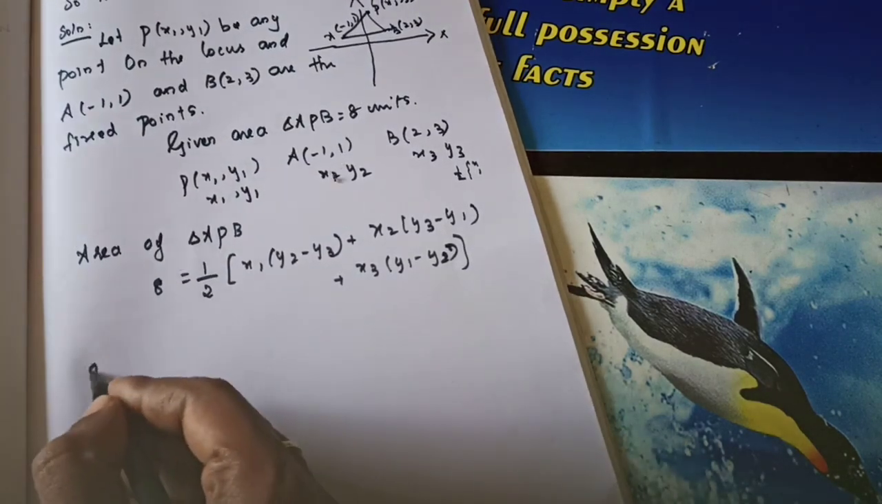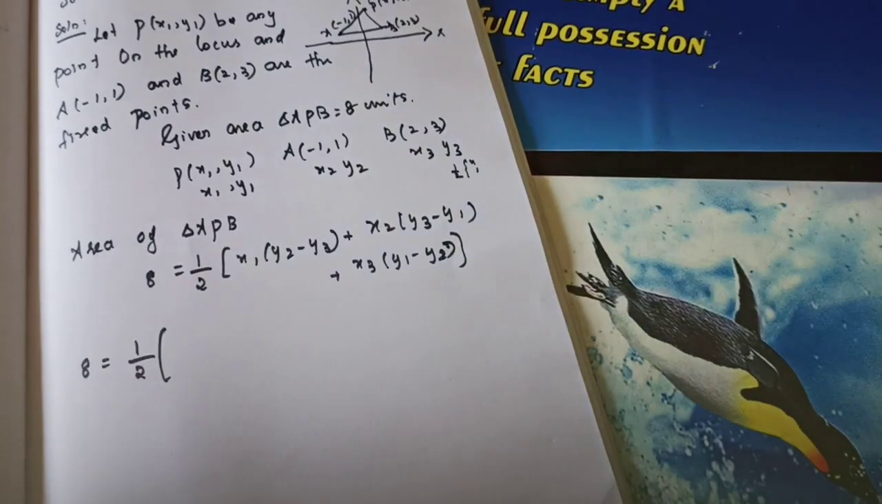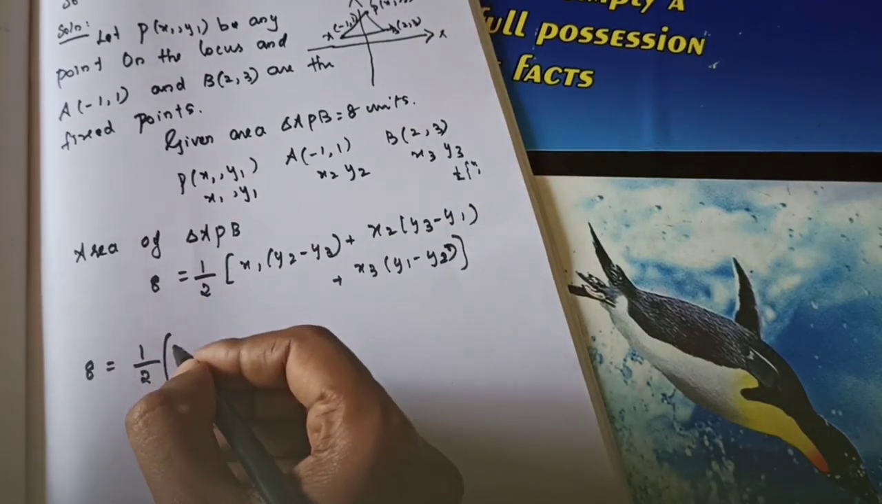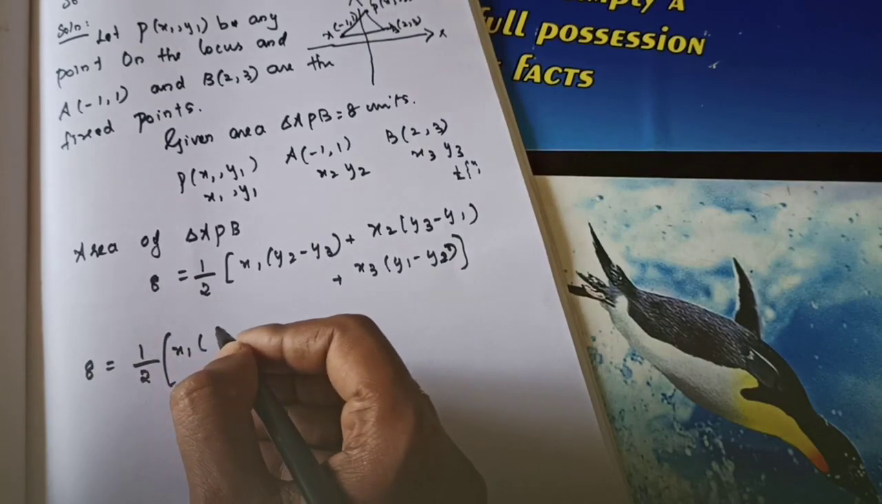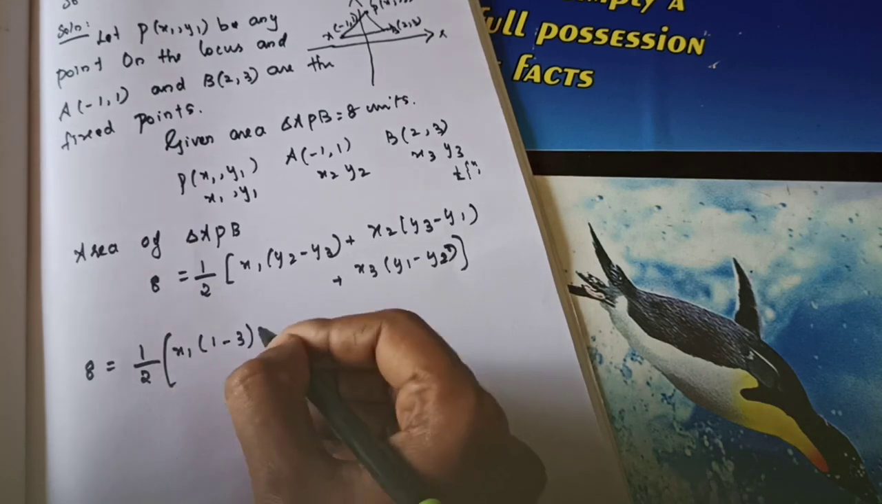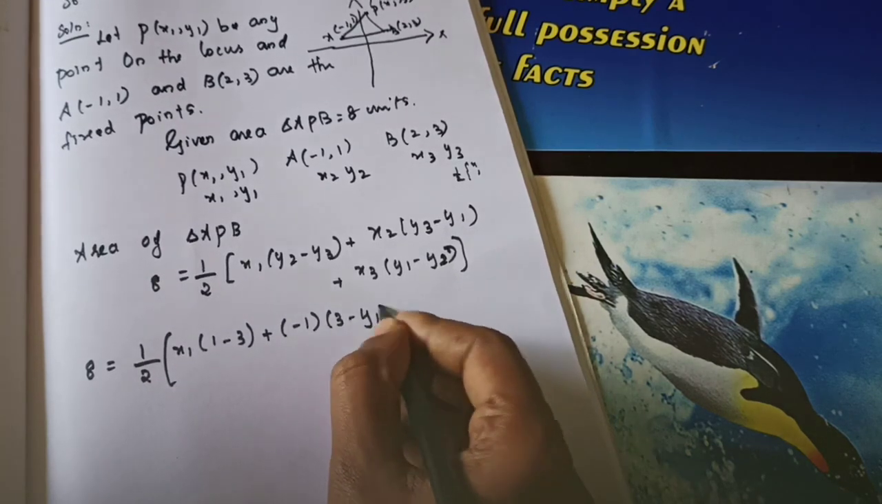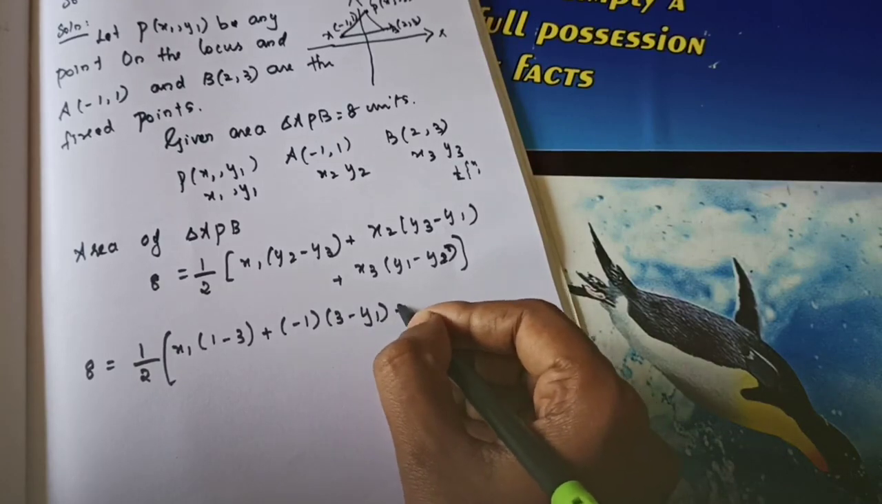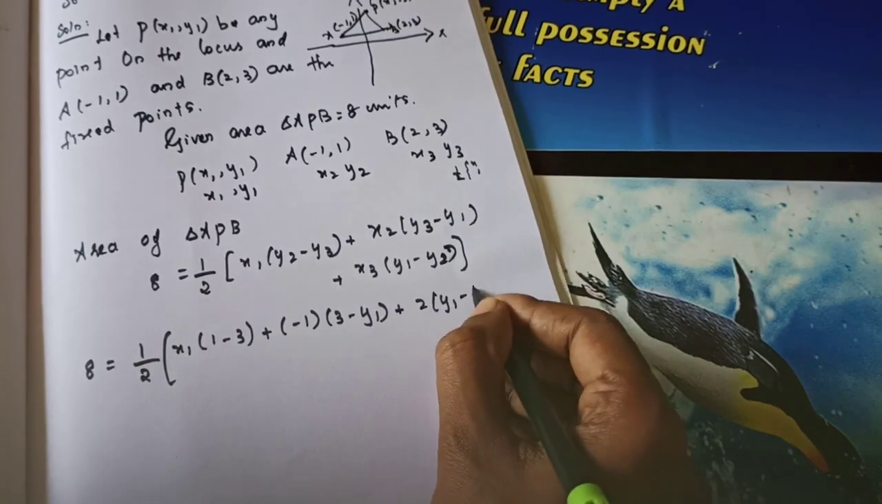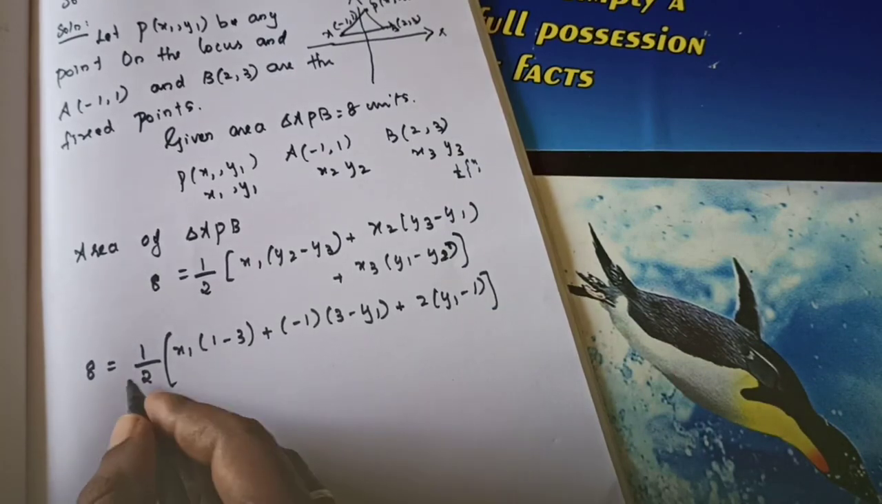Now substitute all the values. 8 is equal to half into x1, (y2 minus y3). Correct? So 1 minus 3. Then plus x2, the value is minus 1, (3 minus y1). Then last step, plus 2 into (y1 minus 1). Okay. So bring this half to here, 2 into 8, is it right?